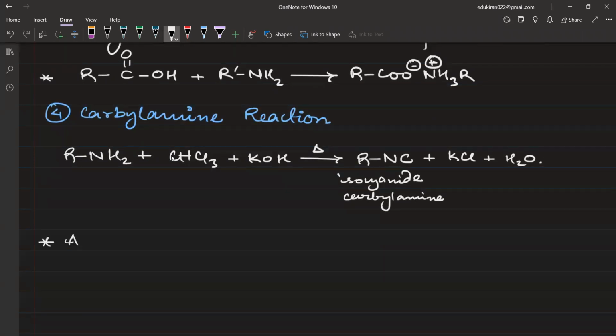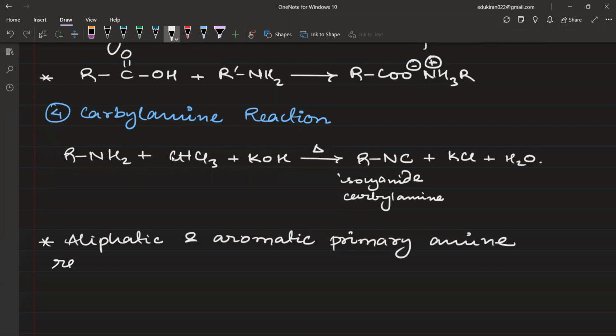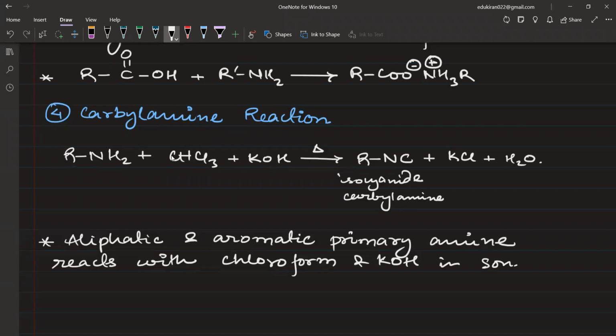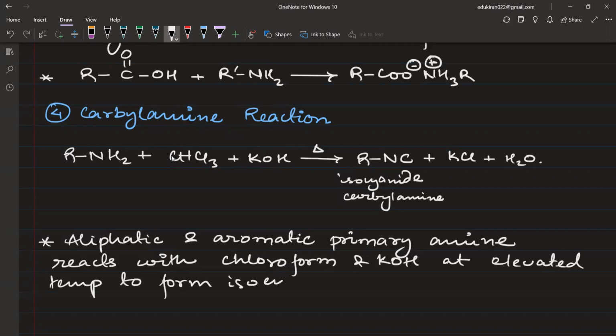Please write next. Aliphatic and aromatic primary amine reacts with chloroform and KOH in some heat, at elevated temperature, to form isocyanide.